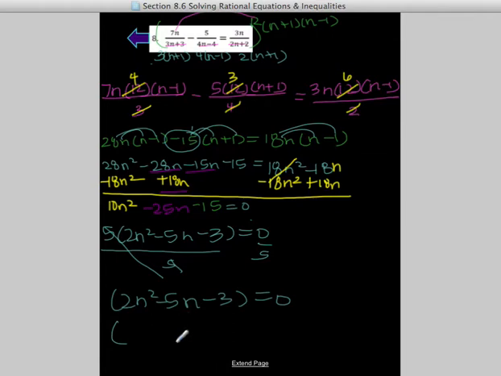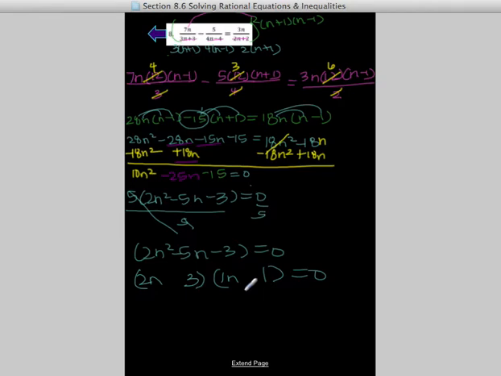I'm going to use guess and check. The reason this one's really nice to use guess and check on is because 2 is a prime and 3 is a prime. Okay, remember, to be a prime, it only multiplies by 1 times itself will give you that number. So my factors of 2 are 2 and 1. So I would have 2n and 1n. Now my factors of 3 are 3 and 1. Okay, for my guess and check, I check these two. This gives me 3n. This gives me 2n.